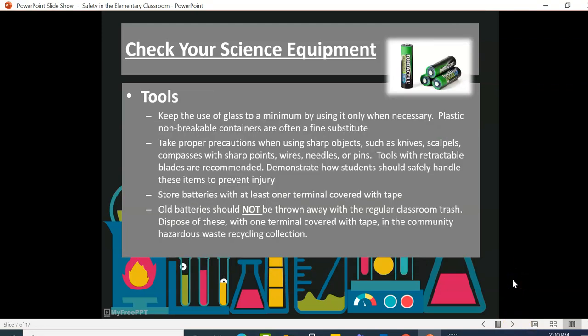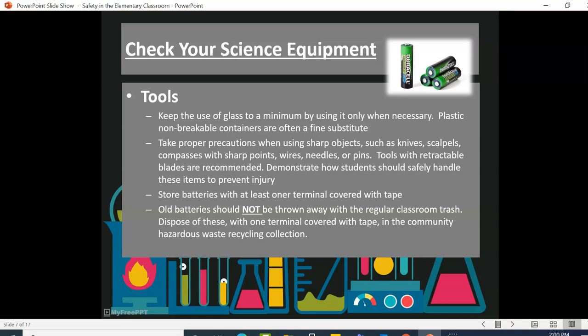Checking your science tools. Keep the use of glass to a minimum by using it only when necessary. Plastic, non-breakable containers are often a fine substitute.